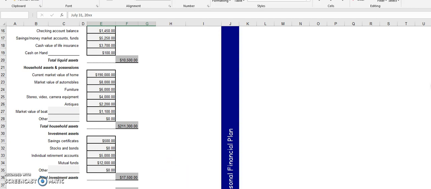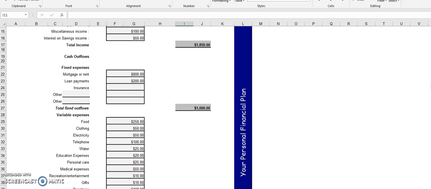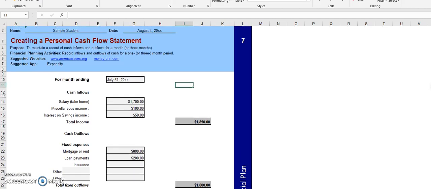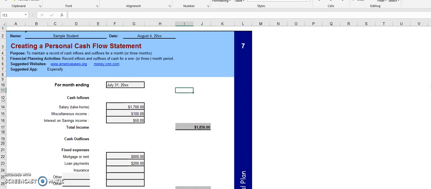Let's look at the second document, the personal cash flow statement or record of income and expenses. The difference here is that a cash flow statement is a record for a period of time, not a point in time like the balance sheet, but a period of time: 1 month, 1 quarter, semi-annually, or maybe for 1 year.